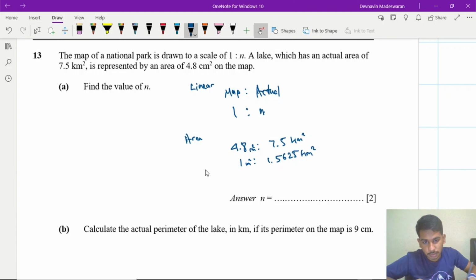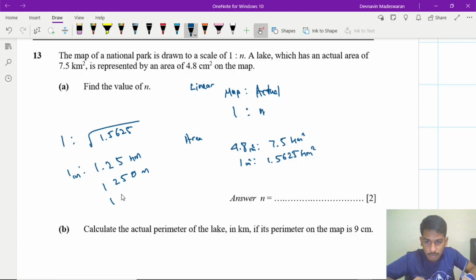If you square root both sides, you're gonna get 1 equals square root of 1.5625, which is going to give us 1.25. But look, this is cm is to km. So n is going to be 1250 meters. But that is also going to be the same thing as, too many zeros, 2 extra zeros, so it's going to be 125,000.